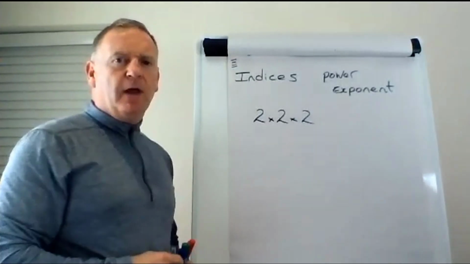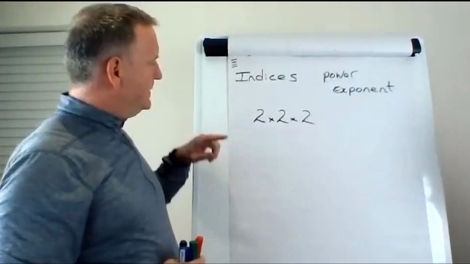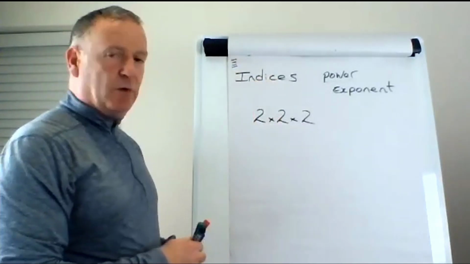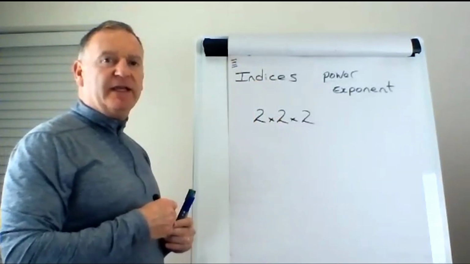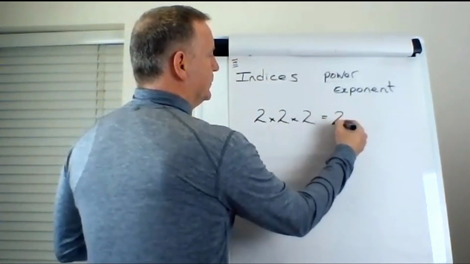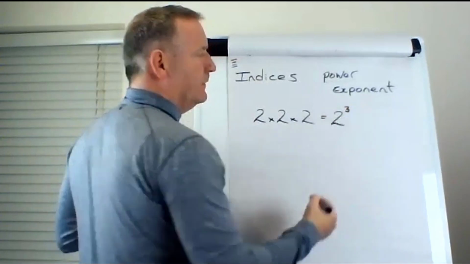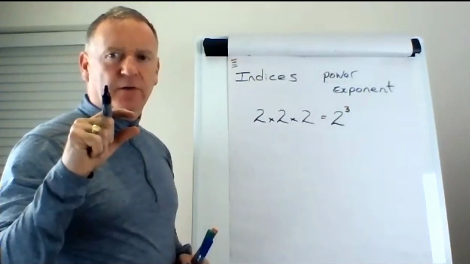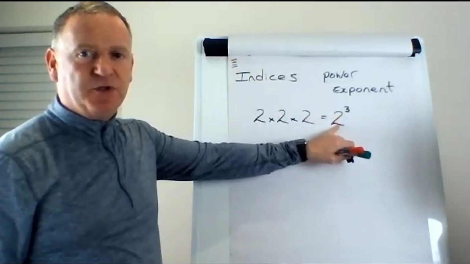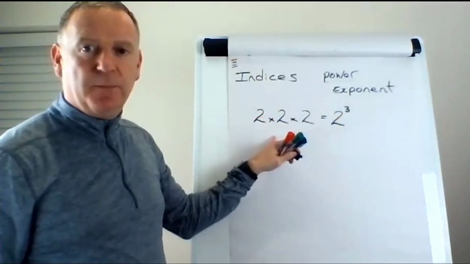2, 2, 2. How many times can you see the number 2? 3 times. So the power is 3. So you write this down as 2 to the power of 3. The little 3 at the top there tells you how many times you see the 2 in the product here.